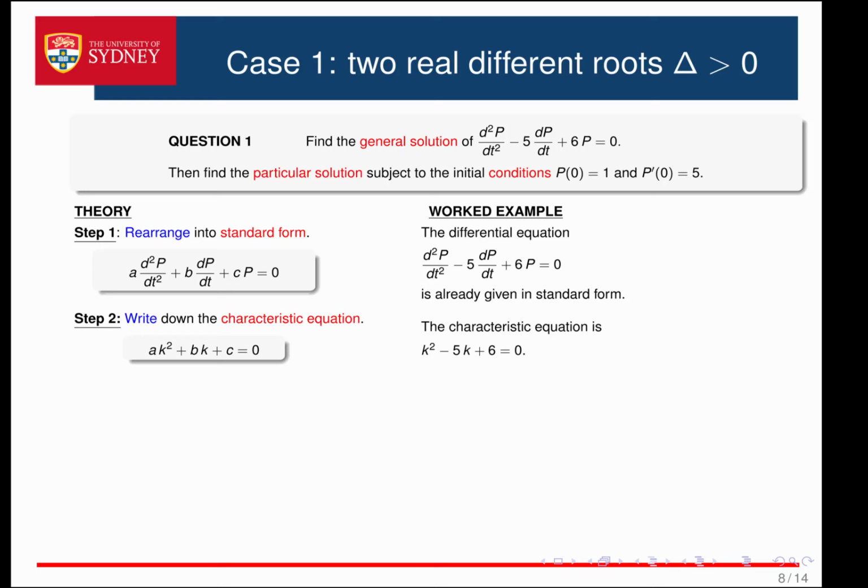For our example, the characteristic equation is then k squared minus 5k plus 6 is equal to 0. At this stage, it is not obvious why we are using the characteristic equation, but we will use the solutions to the characteristic equation to construct the general solution for the differential equation for each of our cases. We will deal with this in more detail in a later module.